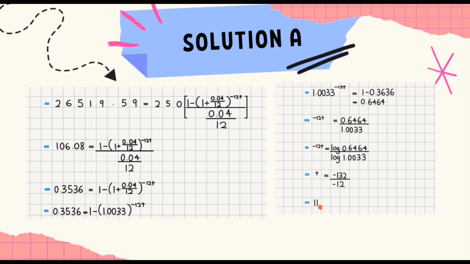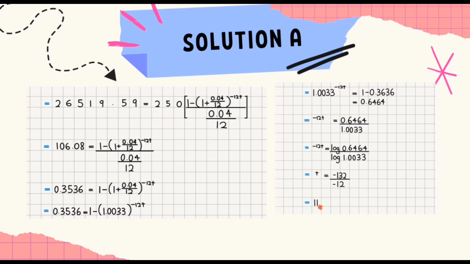26,519.59 by 250. So, we will get 106.08. Then, we will take 0.04 divided by 12 and multiply it with our answer. And then, we will get 0.3536 equals 1 minus (1 plus 0.04 divided by 12) to the power of negative 12t. Then we solve the expression in the bracket, which leaves us with the answer of 1.0033. After that, we take the answer and change places with 0.3536. So now we have 1.0033 to the power of negative 12t equals 1 minus 0.3536.